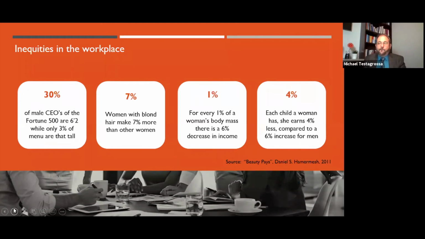These are real stats. They're from a book called Beauty Pays by Daniel Hamermesh. 30% of male CEOs of Fortune 500 companies are 6'2", while only 3% of men are actually that tall in our country. Women with blonde hair make 7% more than women with brunette hair or red hair. For every 1% increase in a woman's body mass, there's a 6% decrease in income. And for each child a woman has, her wages will decrease by about 4%. When a man has a child, his earnings tend to increase. And so these are the things that we end up seeing in the workforce when that conformity and beauty bias takes hold.